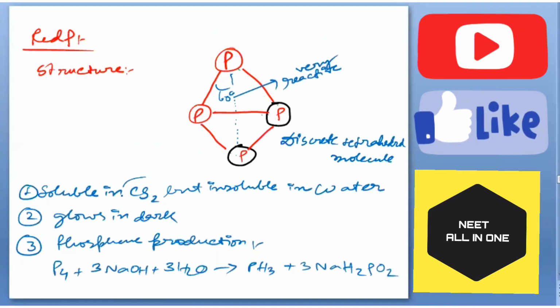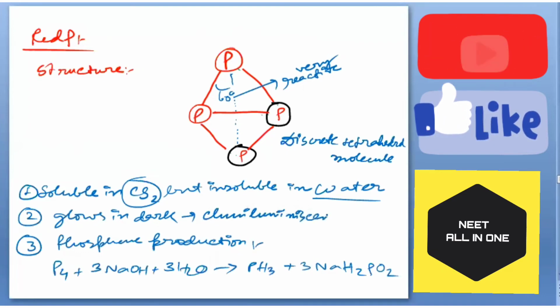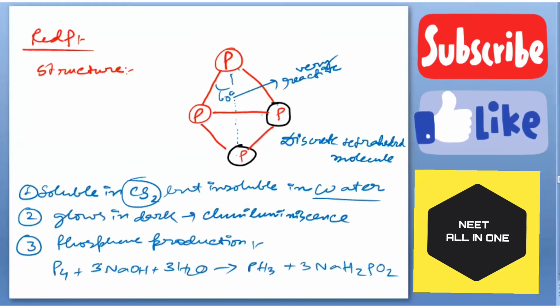Then it is soluble in CS2 but insoluble in water, and it glows in the dark. We call this property chemiluminescence, okay. Next is our phosphine production. So it is a very important reaction. Try to remember it. That is P4 plus 3NaOH plus 3H2O.